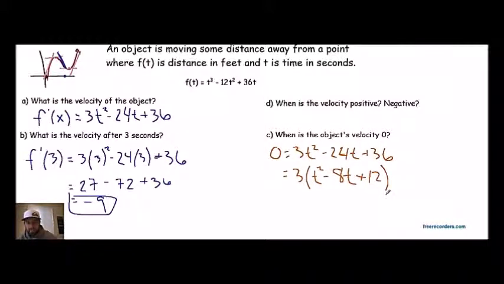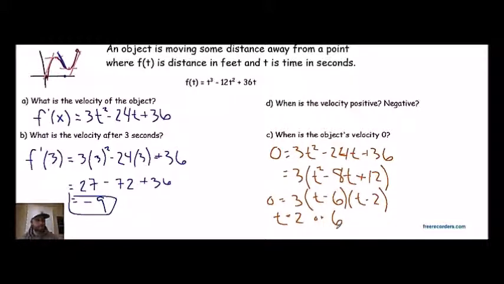Now I see that that's much easier to factor. So we've got 3 times t minus 6 and t minus 2. If you want more factoring, that's the other video I have posted right now, our factoring video. Go check that out. You want to see what's going to multiply to the c or ac and then add to your b value. So here, using our zero product property, we can see that our t values are going to equal either 2 seconds or 6 seconds.